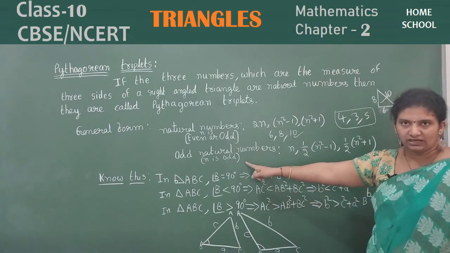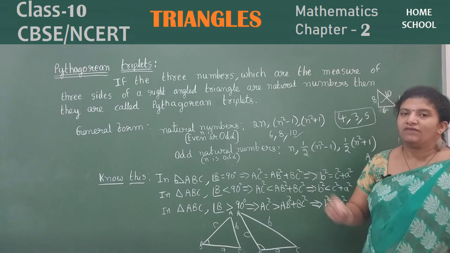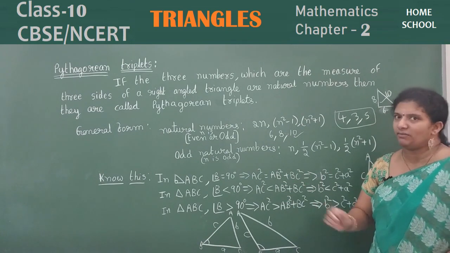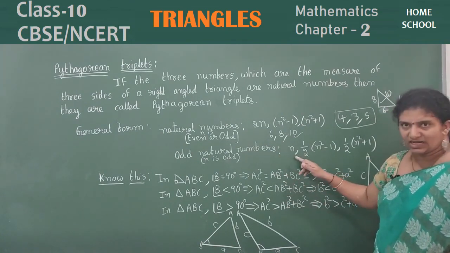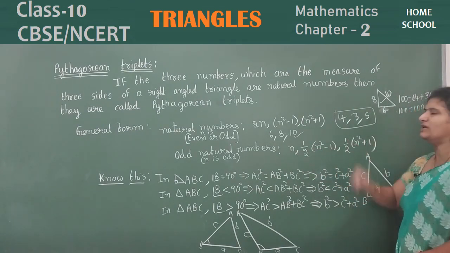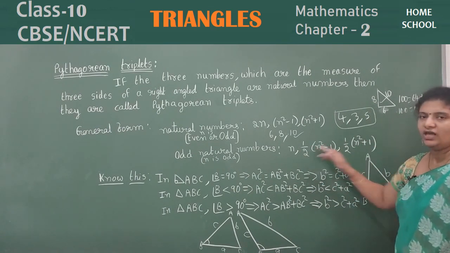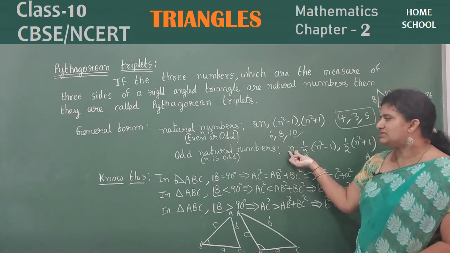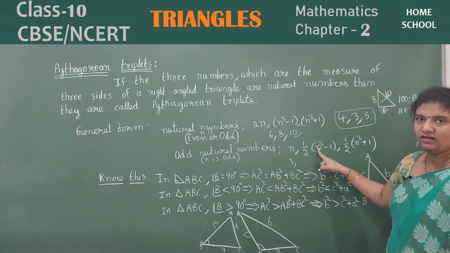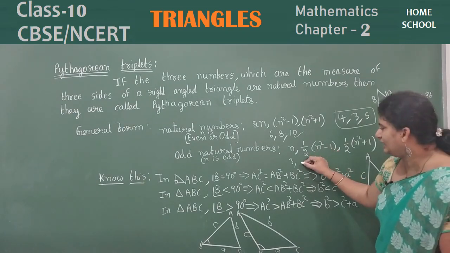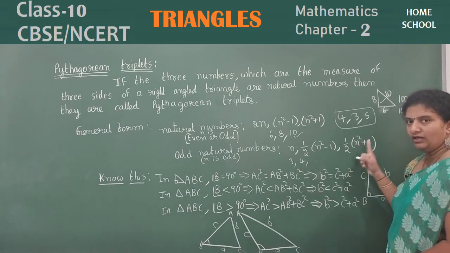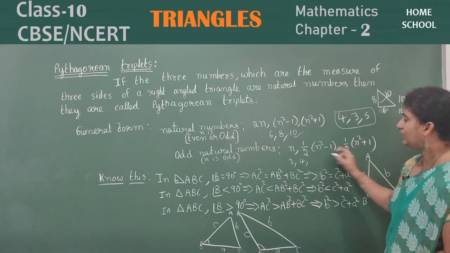Similarly, if I ask you a question to frame 10 Pythagorean triplets of only odd numbers, what is the general form at that time? n, half of n square minus 1, half of n square plus 1. In the same manner, let's take one odd number, 3. 3 3s are 9, 9 minus 1, 8, 8 by 2, 4. 3 3s are 9, 9 plus 1, 10, 10 by 2, 5.